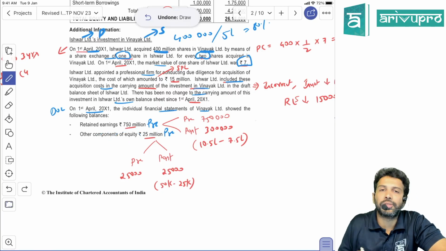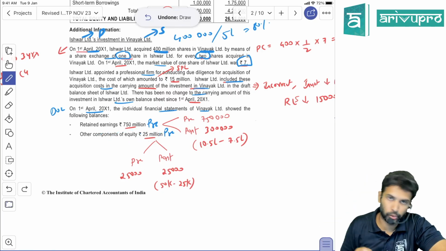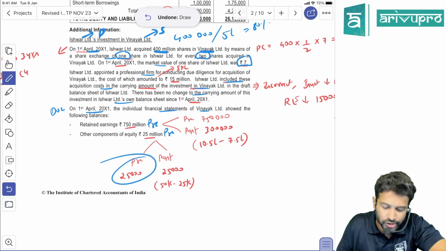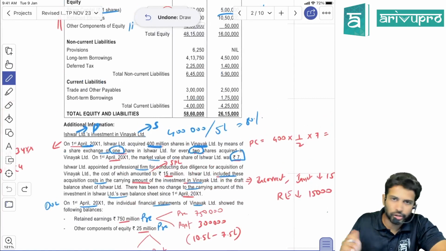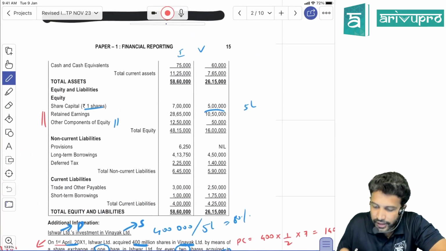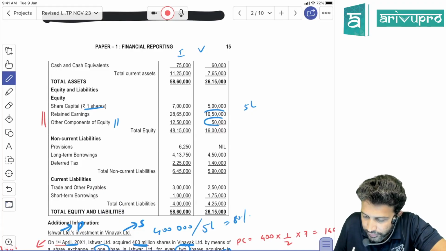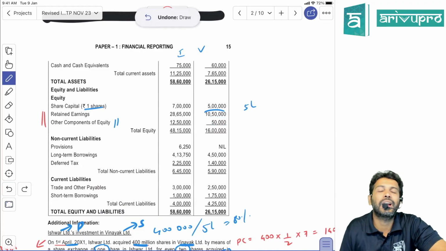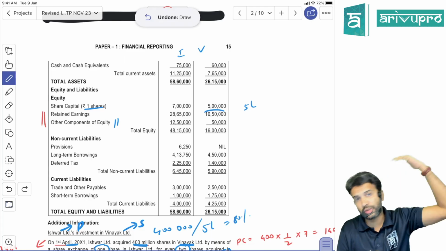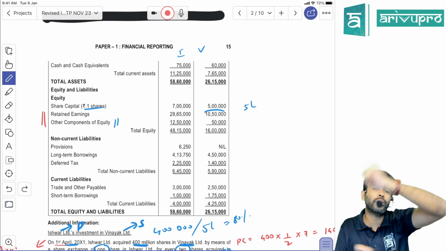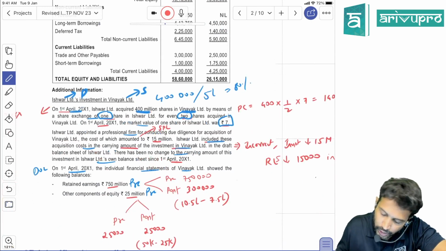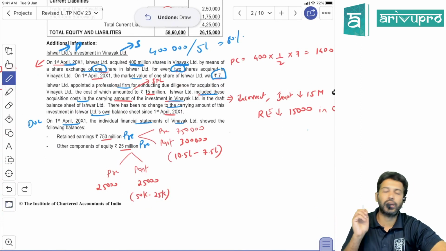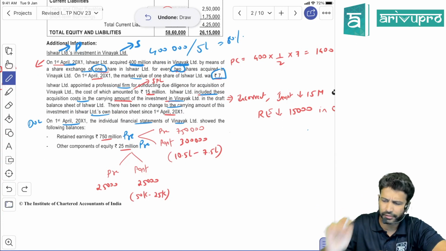Similarly, other components of equity is 25 million on the date of control, 25 million as in 25,000. So this 25,000 is pre-acquisition. This is 3 years before. 3 years later, for the current financial year ended, other components of equity closing balance has become 50,000. It was 25,000 on the date of control. Now it has become 50,000. So it has increased by 25,000. That is your post-acquisition other components of equity. Okay, that we have given.